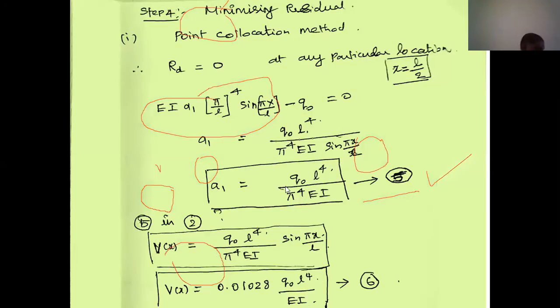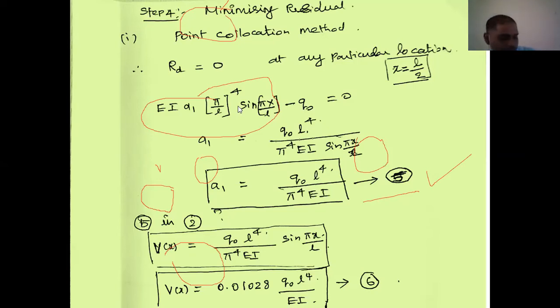Okay, so now let us move on to the next step called minimizing the error. As we discussed, there are 4 different methods to minimize the residual or minimize the error. One is called the point collocation method, and with this point collocation method, let us explain how to minimize the residual. What are the steps involved in the point collocation method?